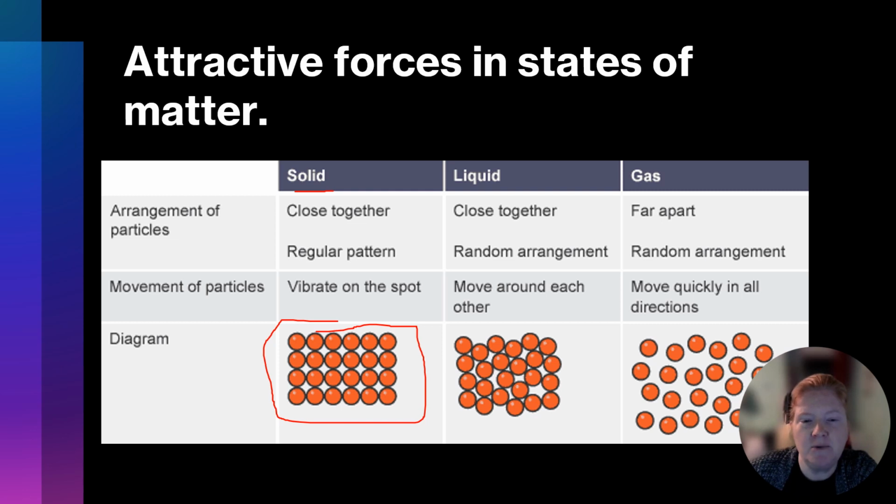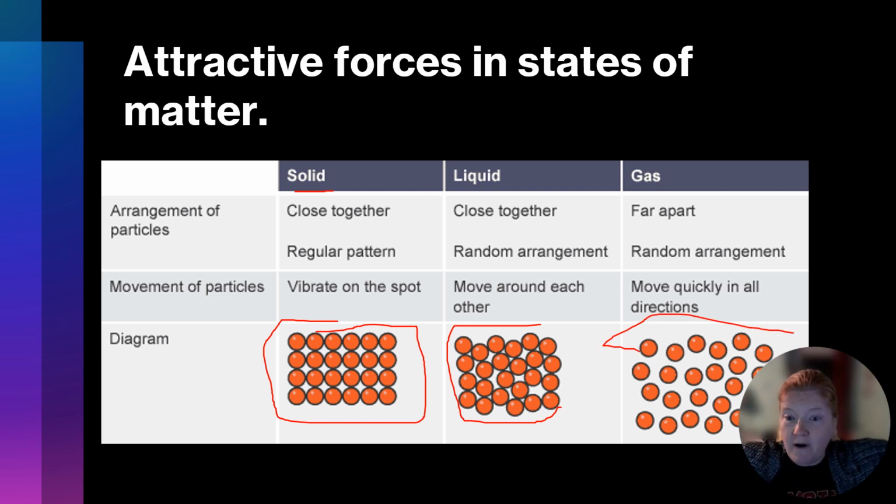When you get into a liquid like this, particles are able to slide past each other. So the attractive forces are not as great. The particles are still close together, just not as close as in a solid. And then when we get to a gas, the particles are really far apart and the attractive forces are so weak, and the movement of the particles is fast and random and all over the place in all directions.